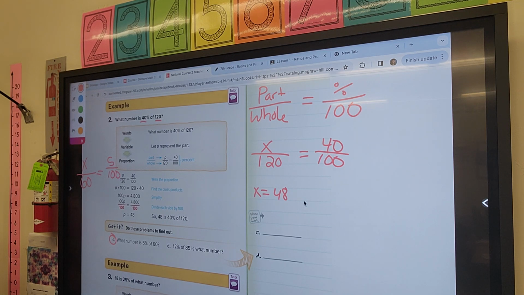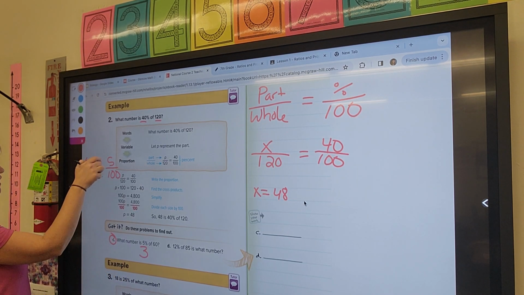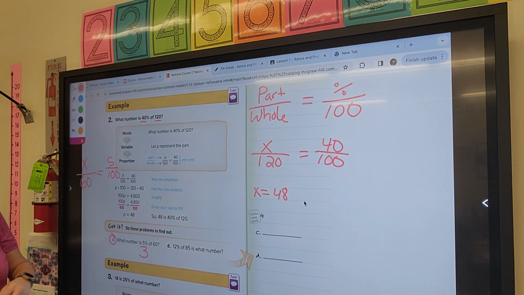Okay, we're solving C, and then you're gonna do D on your own. You're gonna set it up yourself. Okay. So for C, who got the answer? Grayson, what did you get? 3. It's not a percent though, it's just the number 3. Yep, because we have 5%. So I want you guys to set up D as your proportion and solve to find 12% of 85.